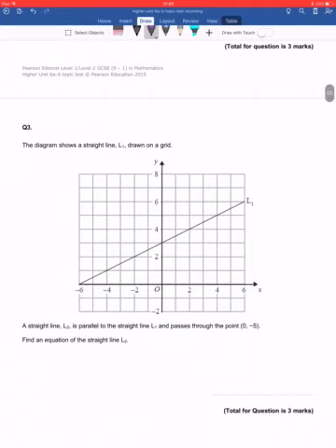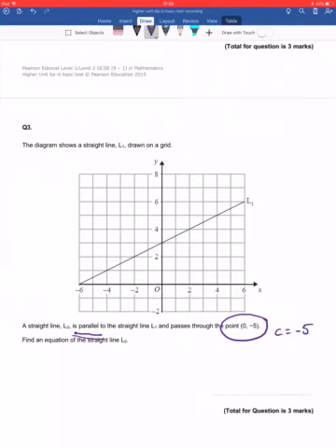Right, the next one. You need to know about parallel lines. Parallel lines have got the same gradient, the same steepness, so their gradient will be exactly the same. And then this is a sort of sneaky point here. This 0, minus 5, well, that is actually your y-intercept, because c is always when x equals 0. So c is going to be minus 5 in this instance.